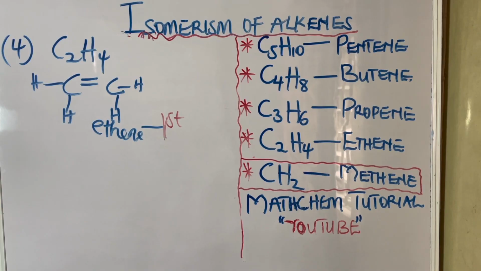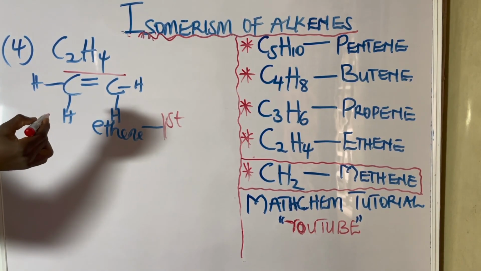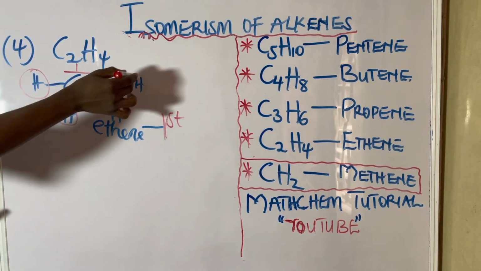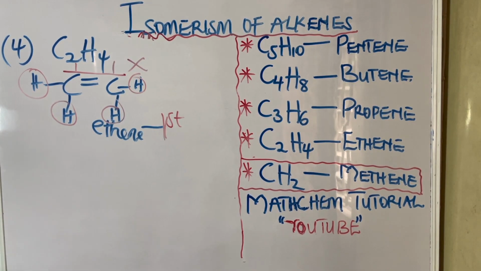Now looking at this, there's nothing to do. I can't reduce the number of carbon atoms. I can't carry the hydrogen, and it's not in cis and trans because it cannot be a geometrical isomer, because this carbon atom, they are the same 1. This one too, they are the same 1. So it cannot be cis and trans. It cannot exist as a cyclic ethane. It's not possible because there is no way I'm going to draw the cyclic structure. So ethene has 1 isomer, and that is all.